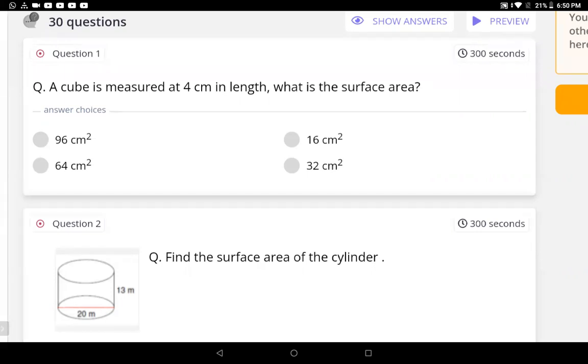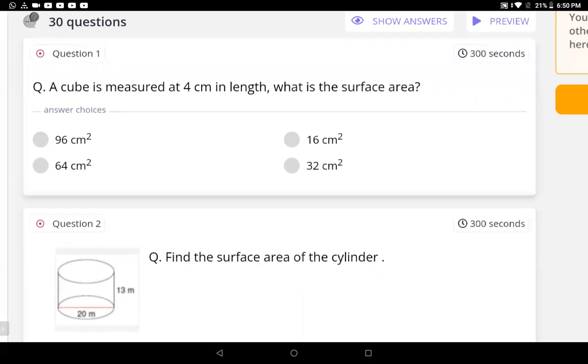A cube is measured at 4 centimeters in length. What is the surface area? Given shape is a cube. By observing this, cube means all are square surfaces. What is the surface area?